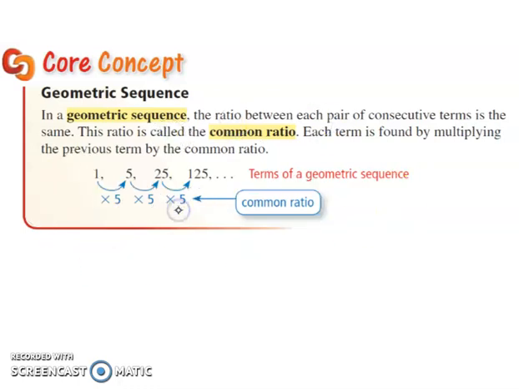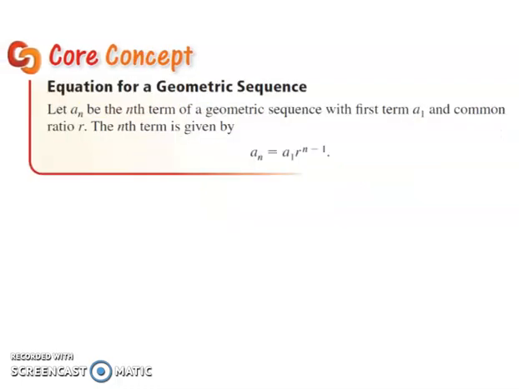Now, this is good, but what if we want to put it into a formula? Well, this is going to be our formula or our equation for a geometric sequence. So we have a sub n. We also sometimes might see that as t sub n, meaning the term, okay? Let a sub n be the nth term of a geometric sequence with the first term, a1. Again, we might see it as t1 sometimes. And common ratio r. The nth term would then be given by this formula.